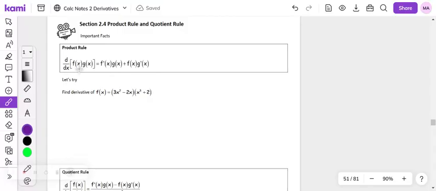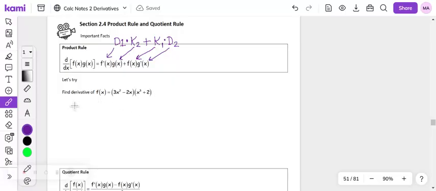So the rule is when we are trying to take the derivative of two functions or expressions that are being multiplied together like this, what we will do is take the derivative of the first times the original, so keep that, of the second function. And then we will add the first function, keep the first, times the derivative of the second value, okay? So the best way to learn it is to do a problem. So let's go ahead and do this.